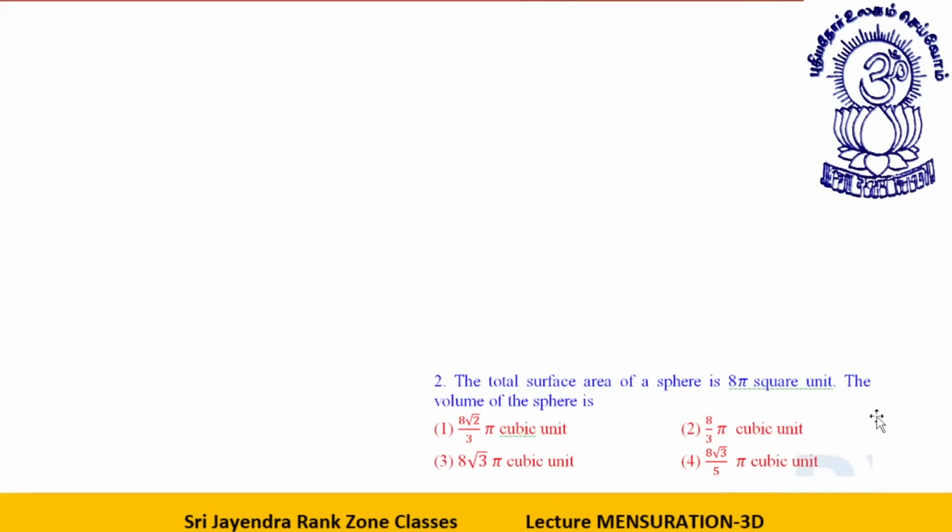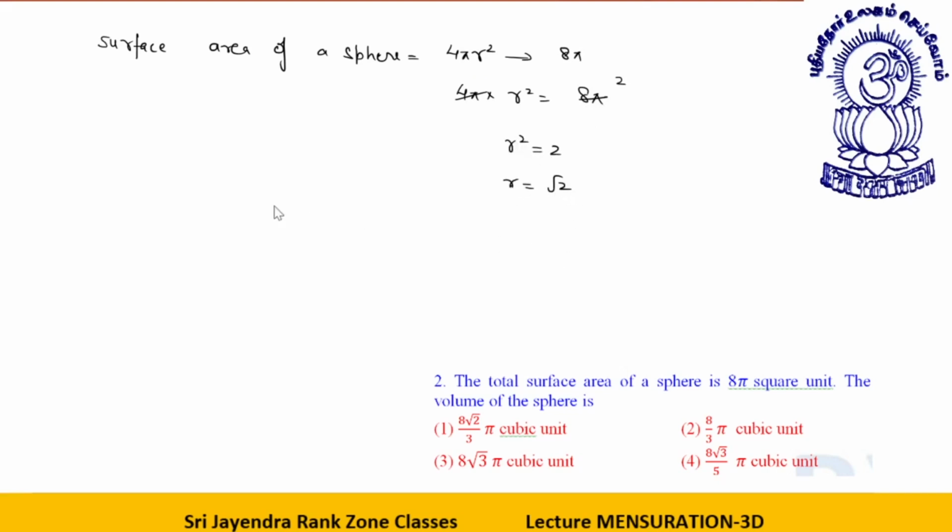The total surface area of a sphere is 8 pi square unit. The volume of the sphere is? What is the surface area of a sphere? Surface area of a sphere is 4 pi r square. This is given to you as 8 pi. So from here I can say 4 pi r square is equal to 8 pi. 4 pi cancels with 8 pi to give r square is equal to 2, r is equal to root 2.